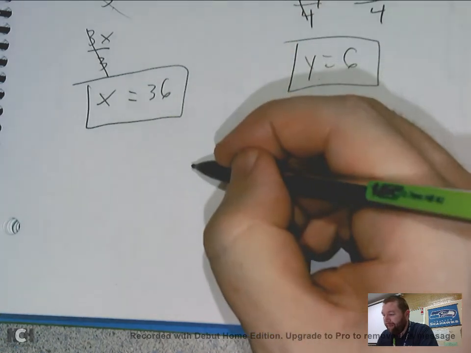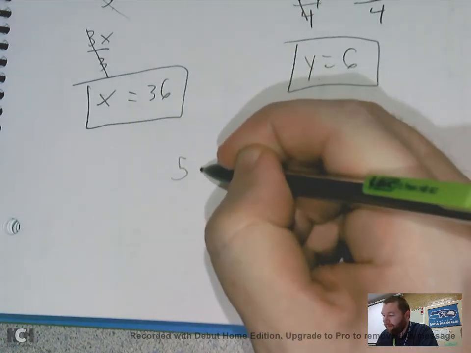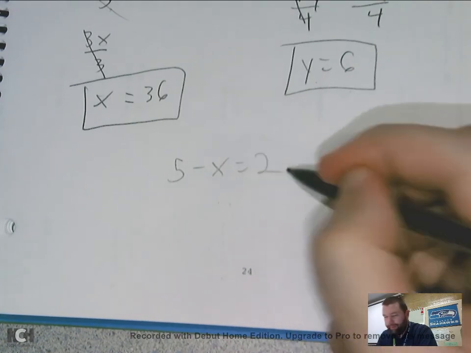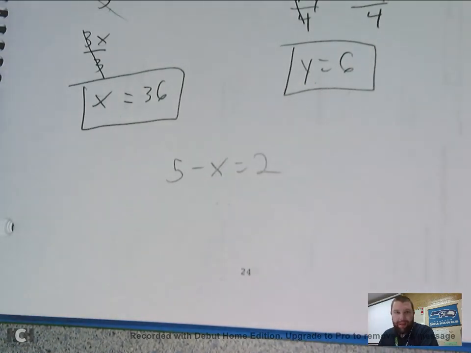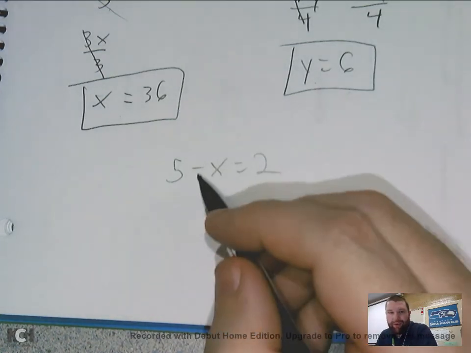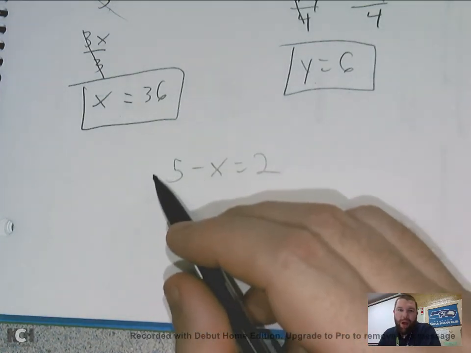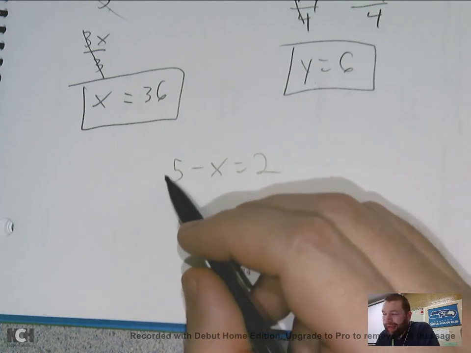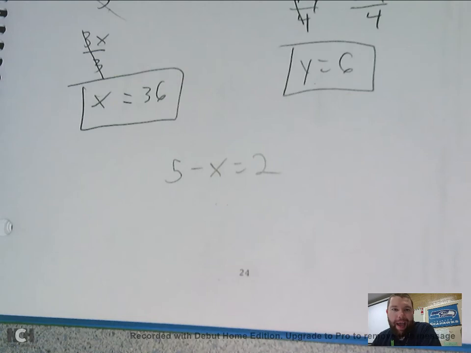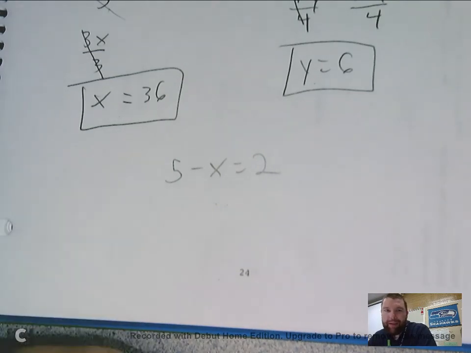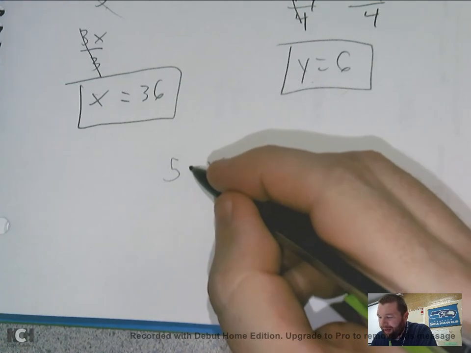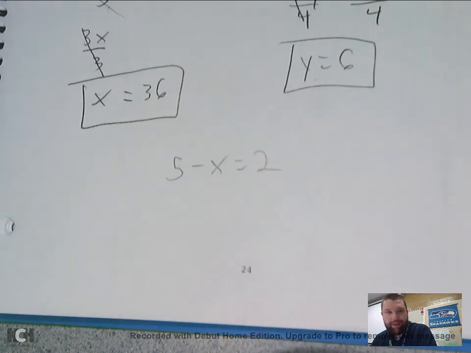So let's say I have 5 minus x is equal to 2. Okay? Now, we have the x right here, right? There's no operation in front of this 5. We always look at the sign in front of the number when we're thinking of adding or subtracting. Okay? So because the operation is behind it, that subtraction is actually going to the x.